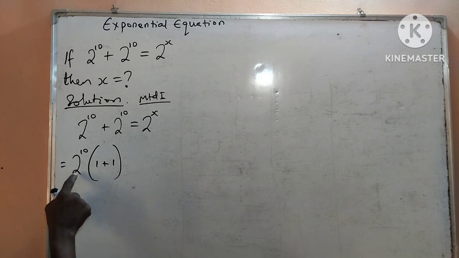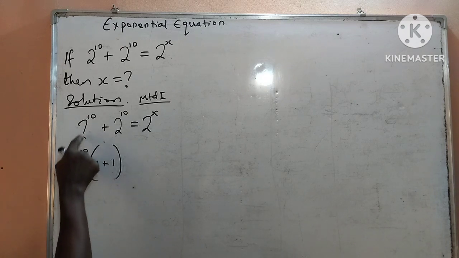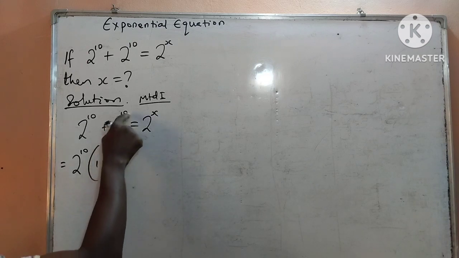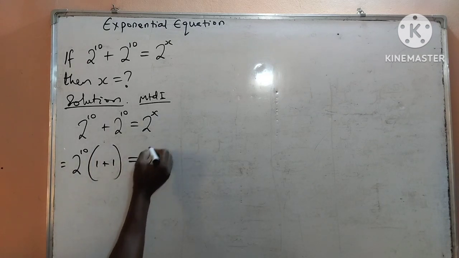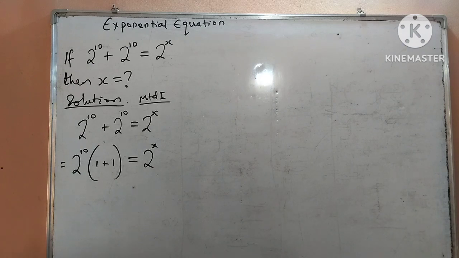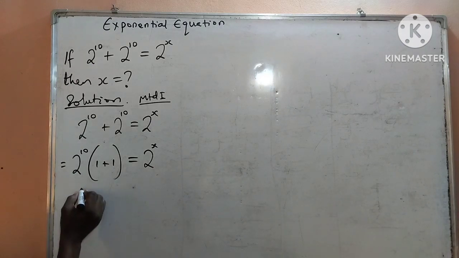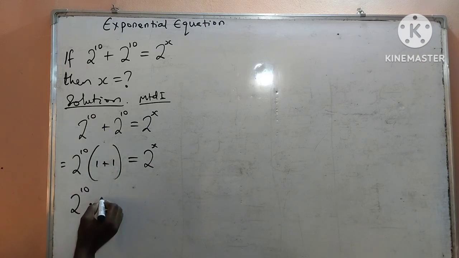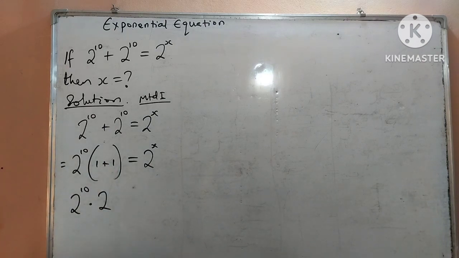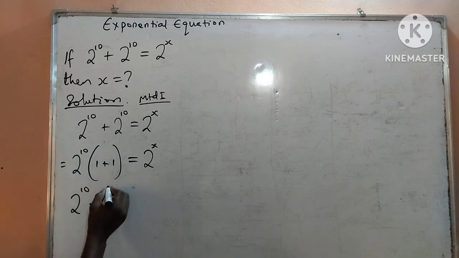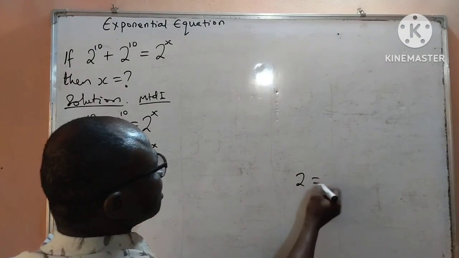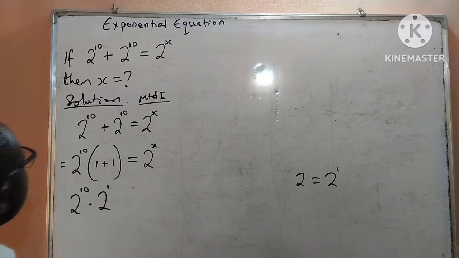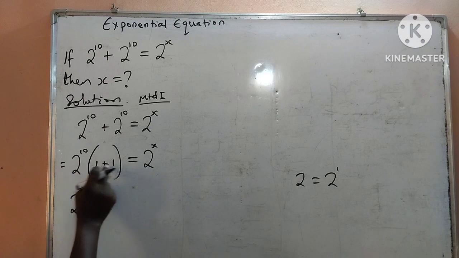That is, if I do 2 raised to power 10 times 1, I will get 2 raised to power 10. And this is equal to 2 raised to power x. By this, what we have left is 2 raised to power 10, and inside the bracket is 1 plus 1, which is the same thing as 2. And of course, you know that 2 is the same thing as 2 raised to power 1. We got this 2 from 1 plus 1.